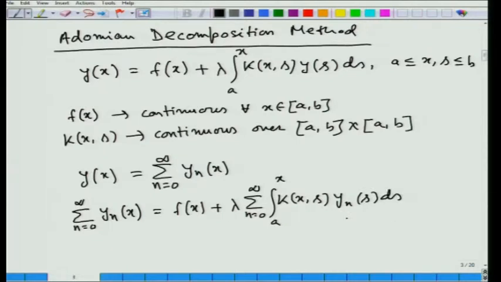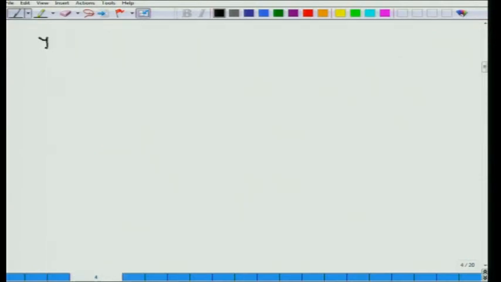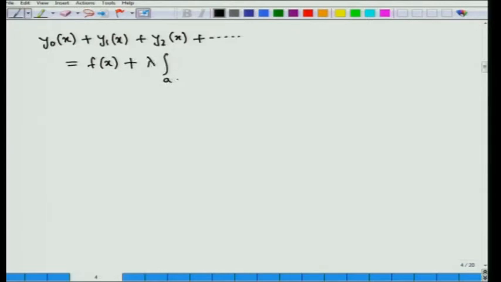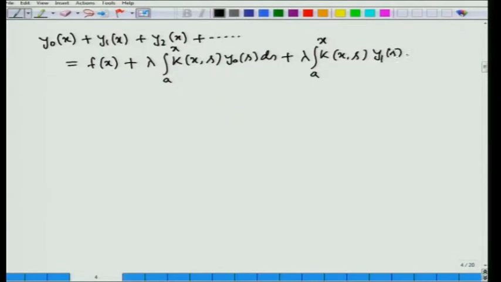If we write the terms of this series explicitly, then we find y0(x) plus y1(x) plus y2(x) plus and so on, this infinite series is equal to f(x) plus lambda times the integral from a to x of k(x,s) y0(s) ds, plus lambda times the integral from a to x of k(x,s) y1(s) ds, plus lambda times the integral from a to x of k(x,s) y2(s) ds, plus and so on.